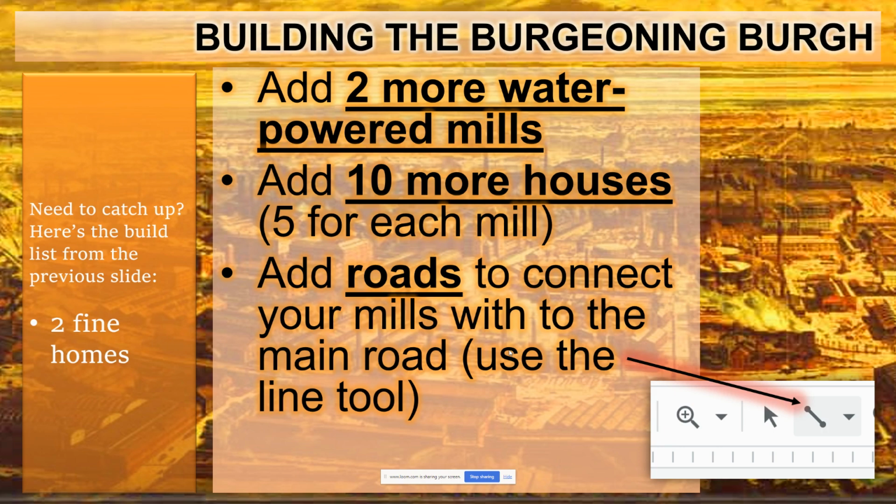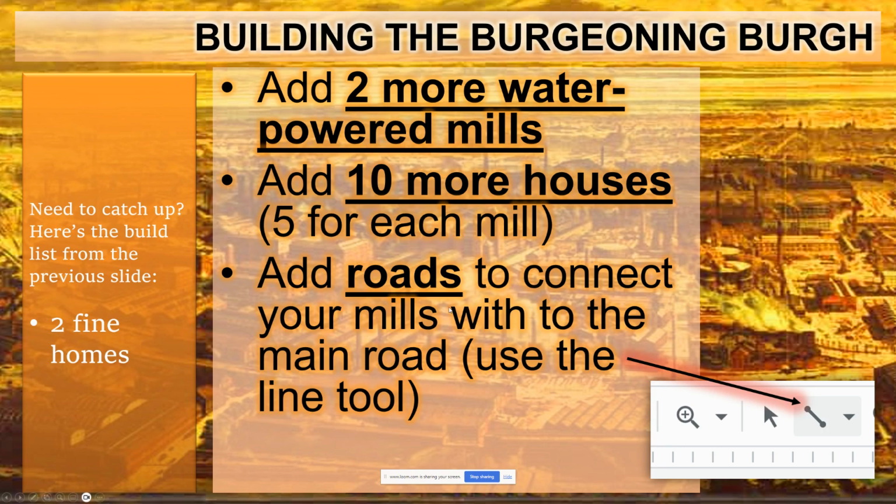So once you've added two more water-powered mills, which must be on the river, go and add 10 more houses. That would be 5 for each of the mills, making sure that the roads will take them to work on time. Because you don't want to get fired in your new job, right? So being here on time to work those, did I say 10 hours? Maybe 12, 14? 14 plus hours. You've got to work when the sun is shining, right? So either way, make sure you have 2 water-powered mills placed onto your map, and at least 10 more houses with roads adjoining to them.